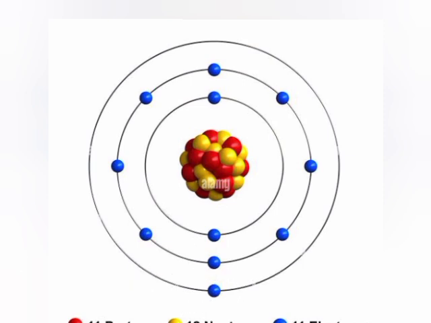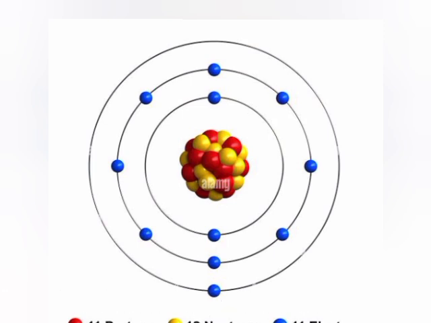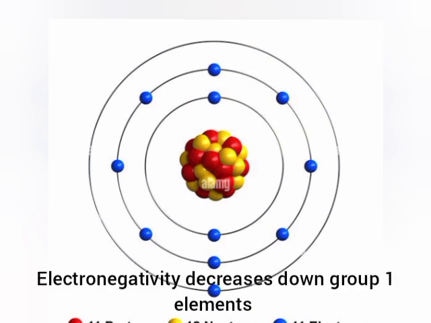Fluorine, by the way, has a high electronegativity, but we'll save that discussion for when we talk about halogens. Okay, so now we know that group 1 elements have low electronegativity. But the question is, amidst group 1 elements, which of them has the highest electronegativity? The rule is electronegativity would decrease down the group, that is, from lithium to francium.